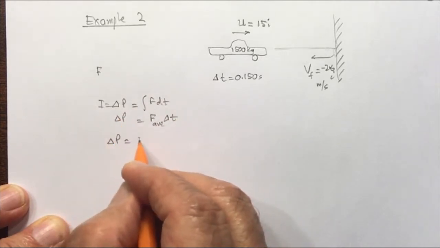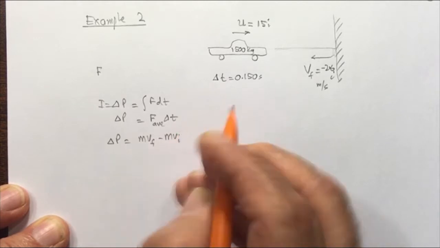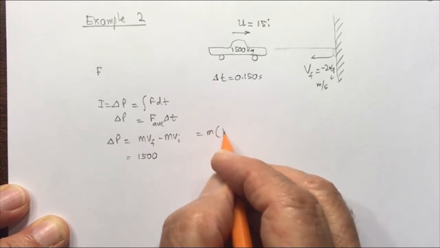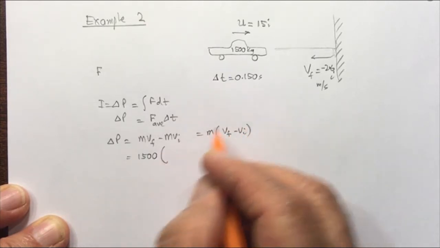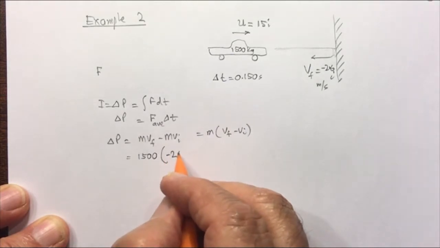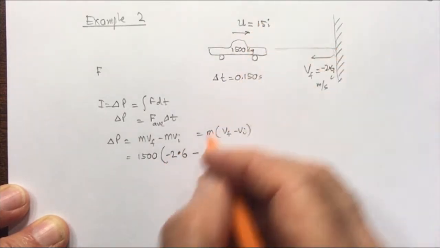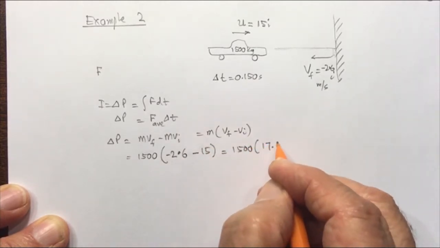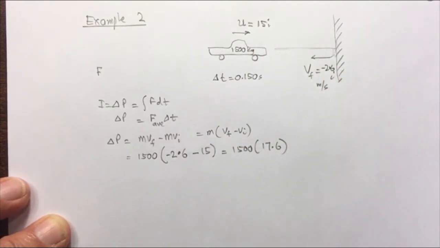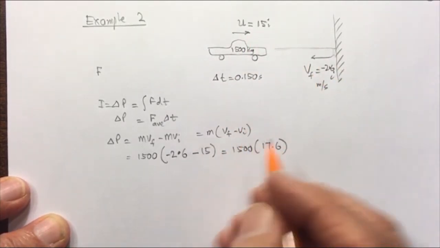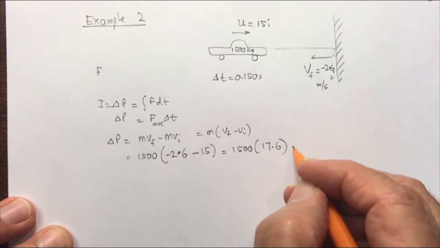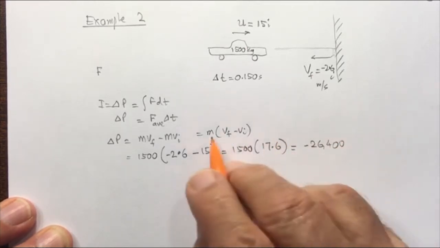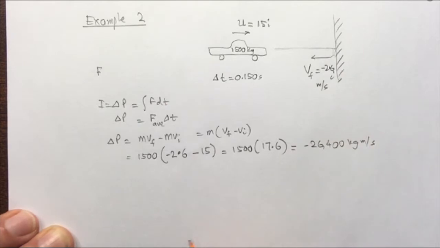The delta P is going to be m v final minus m v initial, which is going to be the mass, 1500, times (v final minus v initial). So v final is going to be negative 2.6, and the v initial is plus 15. So it becomes 17.6. The two speeds actually add up because one is positive, one is negative, and we're taking their difference. So 1500 times this becomes 26,400, and it's kilogram meters per second.